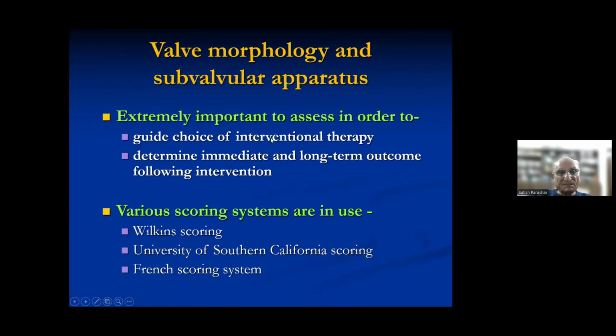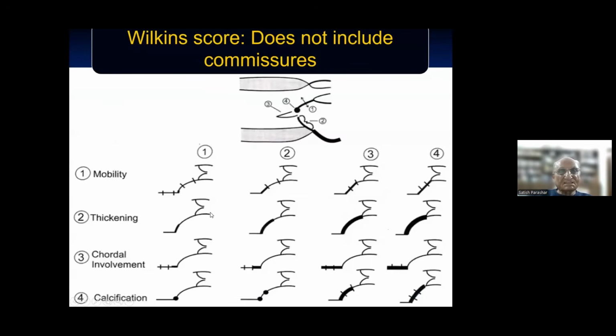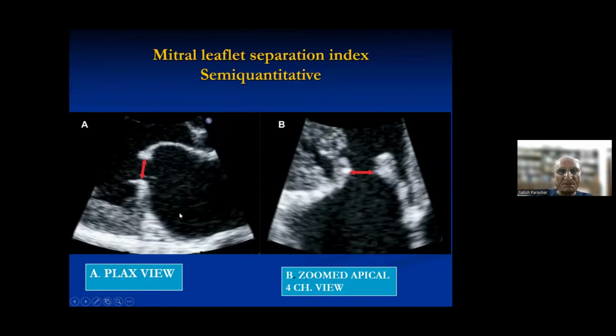Now, these are something again to be shown at that time rather than now. What is known as the Wilkinson score is based on four things, but surprisingly it does not include the commissures, which is a very important thing also. And this depends upon mobility, thickening, and cord involvement. Again, we'll avoid it for the time being.